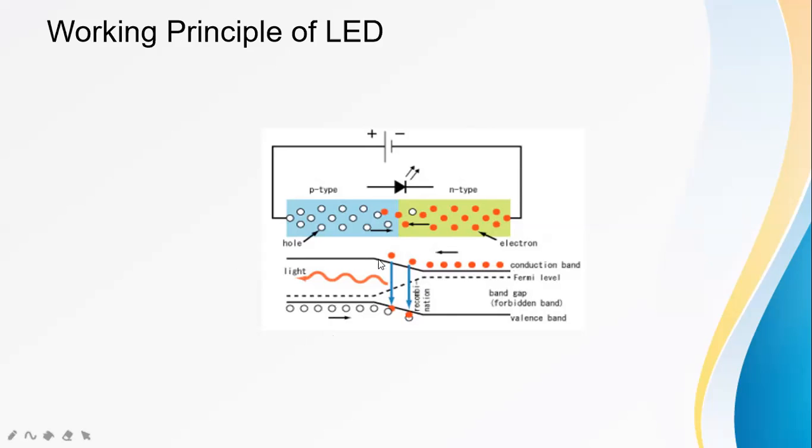So in forward bias, the electron moves from N to P material and holes move from P to N. Whenever the electron moves from the conduction band at higher energy level to the lower energy level, it loses some energy in the form of a photon. That is the photon energy, and that energy depends on this forbidden energy gap.